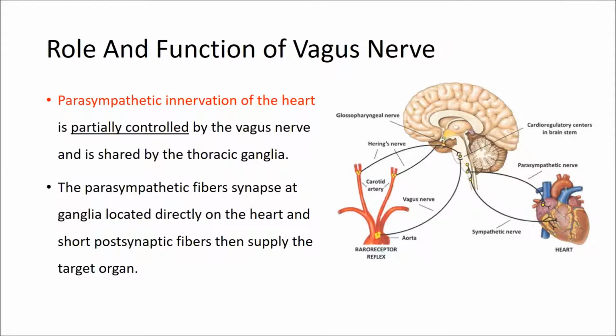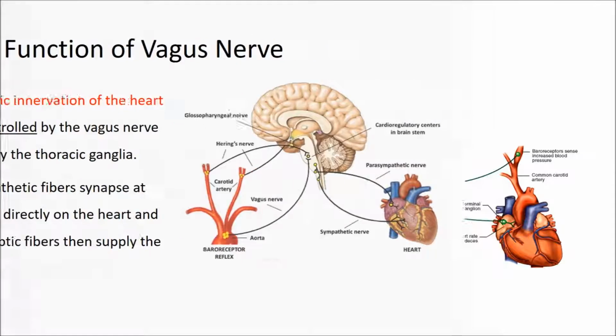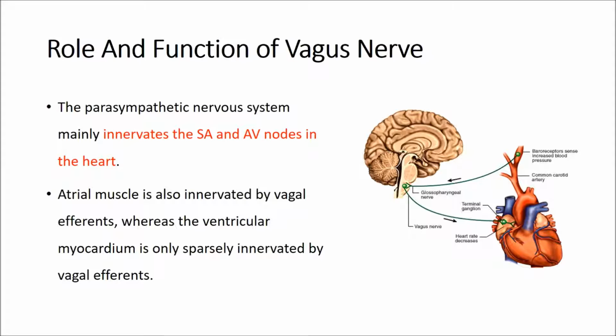Now, we would like to talk about the role and function of the vagus nerve. The parasympathetic innervation of the heart is partially controlled by the vagus nerve and is shared by the thoracic ganglia. The parasympathetic fibers synapse at ganglia located directly on the heart, and short postsynaptic fibers then supply the target organ. The parasympathetic nervous system mainly innervates the SA and AV nodes in the heart. Atrial muscle is also innervated by the vagal afferents, whereas the ventricular myocardium is only sparsely innervated by the vagal afferents.